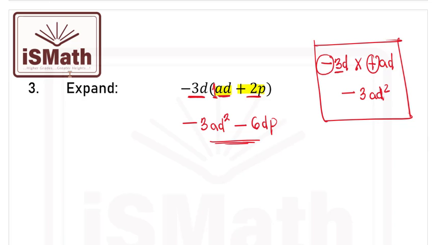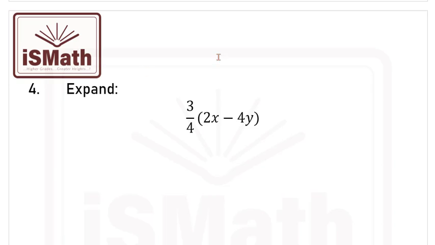The next example. Look at this example. It says expand 3 over 4, open bracket 2x minus 4y, close the bracket. In this particular example, it is worthy of note that what is outside the bracket, even though it's a positive number, is a fraction.